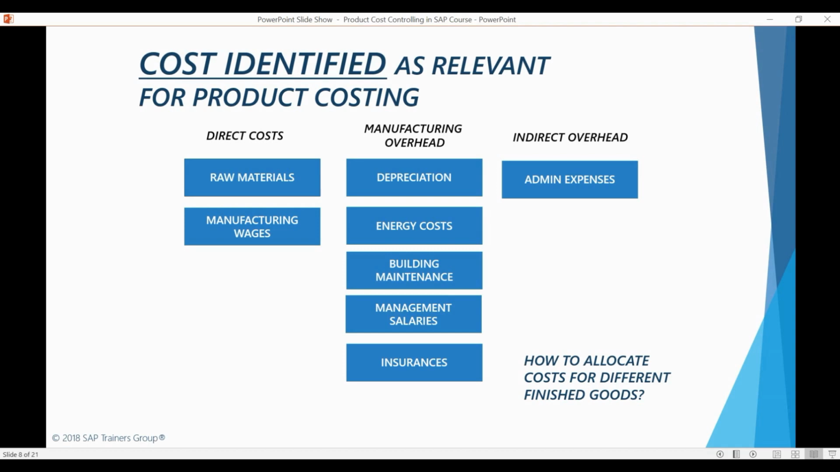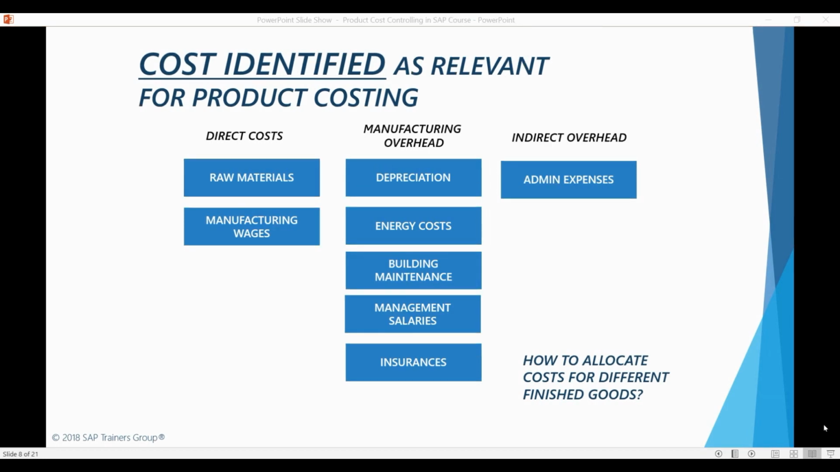Our example company has identified these costs as relevant for product costing. All the costs in the slide are actual general ledger expense accounts. It depends on the company how comprehensively the company wants to include different costs for their product costing. It usually does not make sense to include every single expense account for costing, as this can make the costing model very cumbersome to maintain and update.